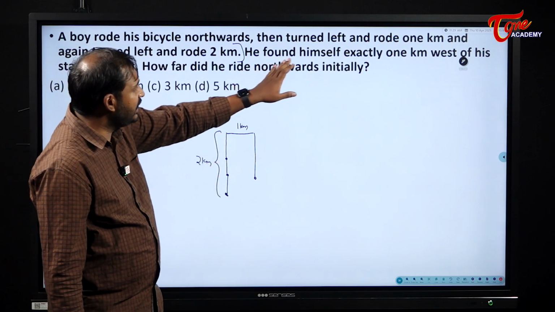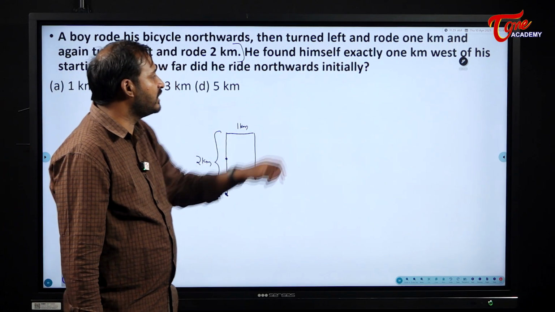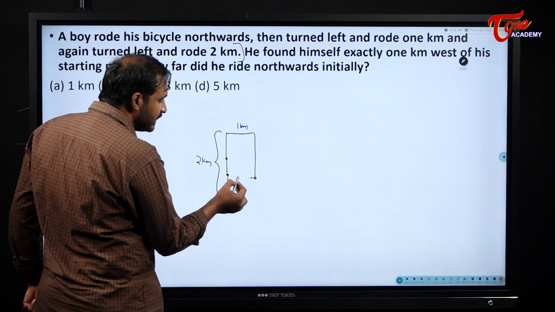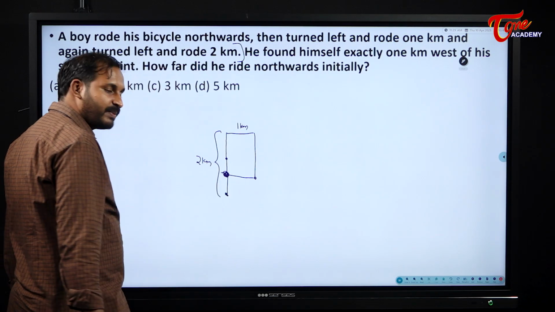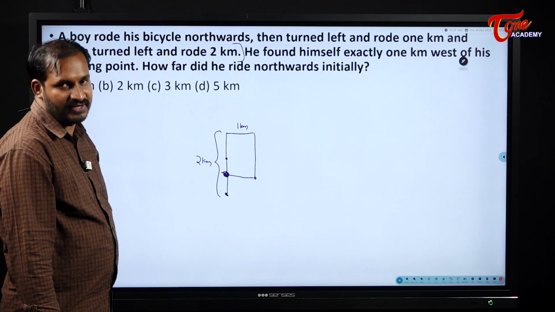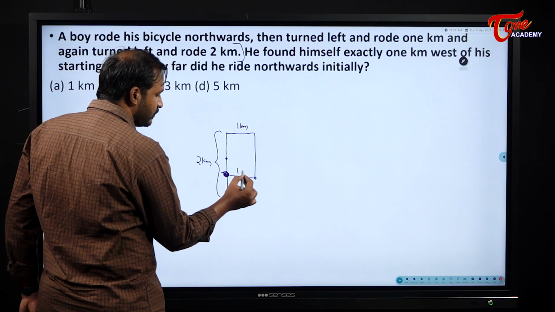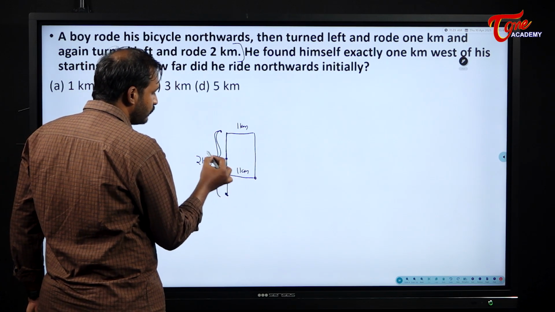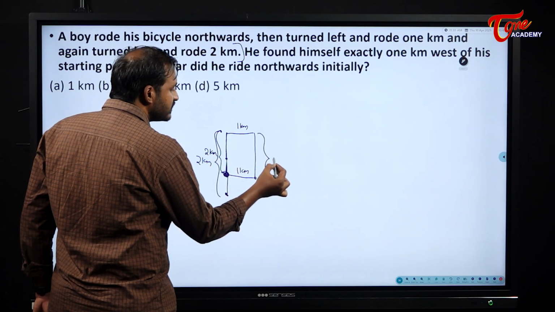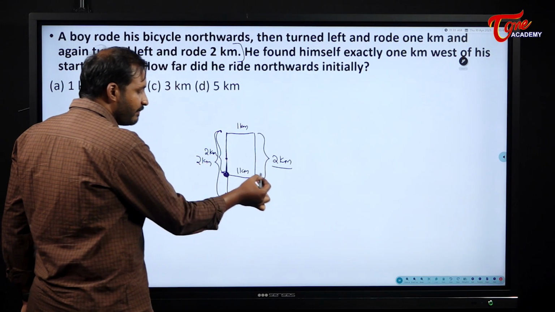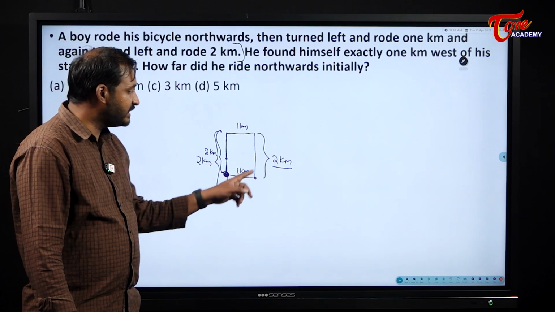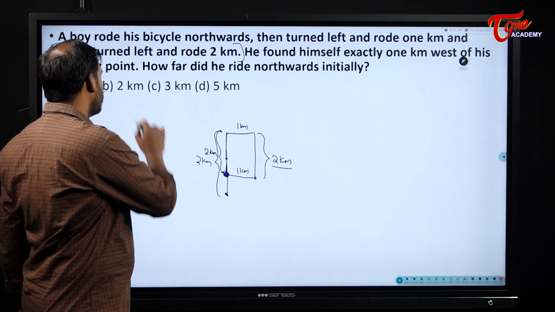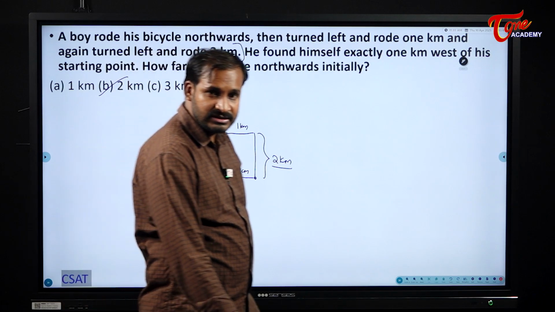But now he found himself exactly 1 kilometer west of his starting point. You can say west only if he comes parallel with the starting point. So now this is 1 kilometer, this is 1 kilometer, which means this distance from here to here is 2 kilometers. That means initially also he rode 2 kilometers, because he came parallel with the starting point. Question: how far did he ride northwards initially? 2 kilometers. Understood, students?